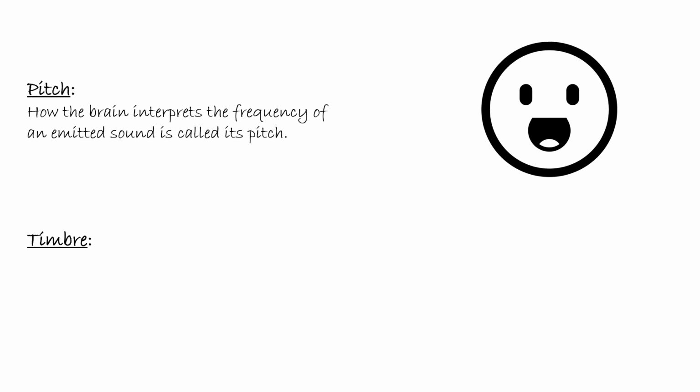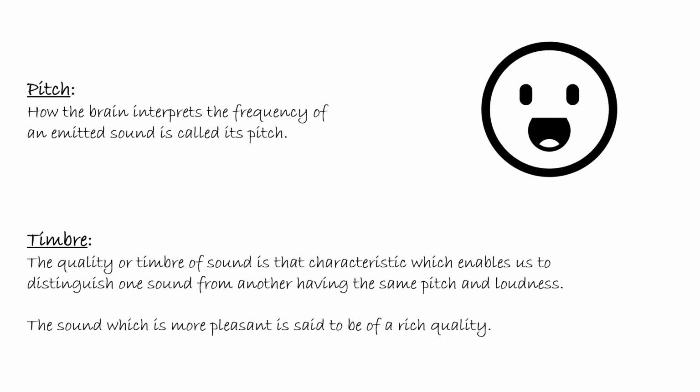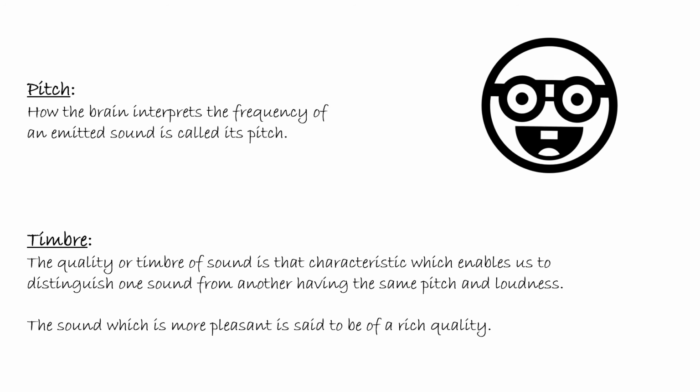Now, you might say, that's all fine, Bidish, but how is it that we differentiate between, say, a violin and a flute producing sound of the same frequency and amplitude? Well, my dear friend, this is due to characteristics such as timbre and pitch. Pitch is how the brain interprets the frequency of sound, whereas timbre is a characteristic which helps us to distinguish two sounds having the same pitch and loudness. The sound which is more pleasant is said to be of a rich quality.